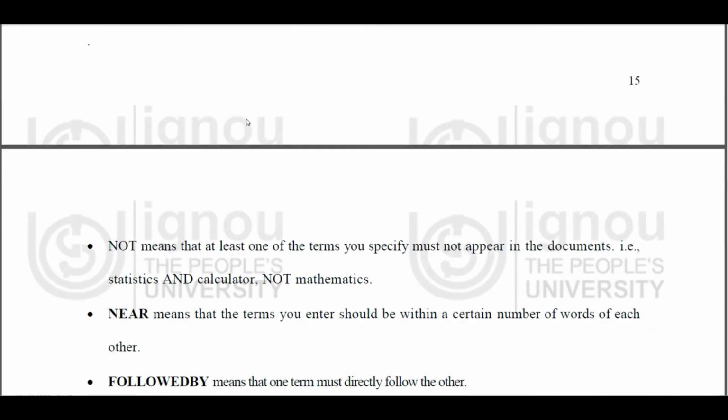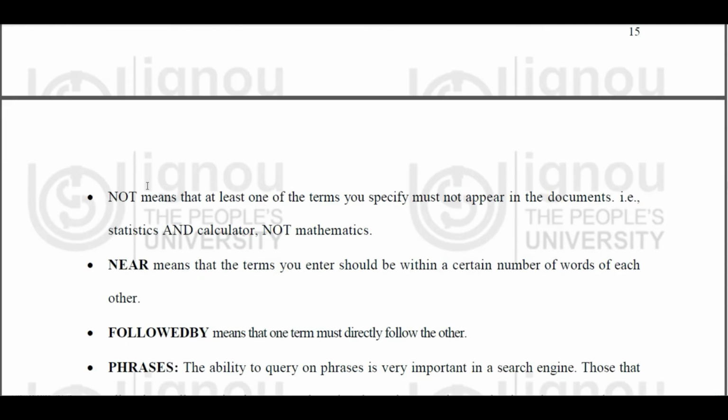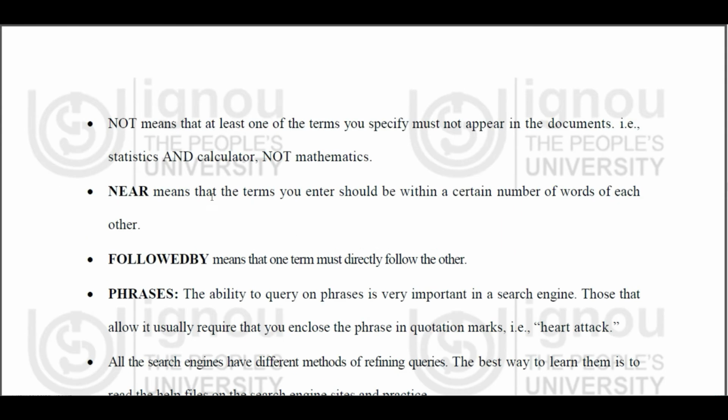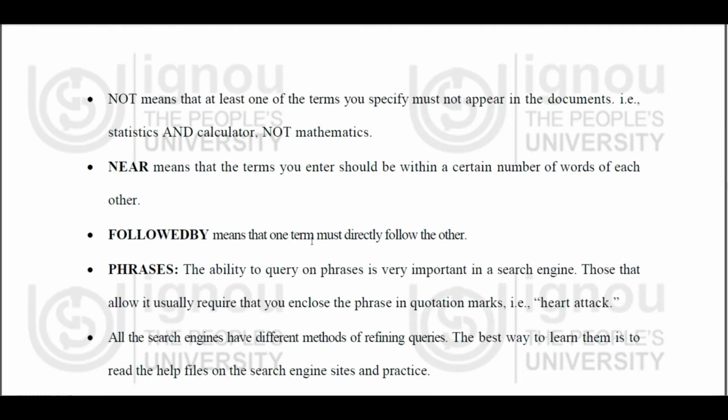Bronchitis acute and/or chronic. Not means that at least one of the terms you specify must not appear in the documents, that is, statistics and calculator, not mathematics. Near means that the terms you enter should be within a certain number of words of each other. Followed by means that one term must directly follow the other.